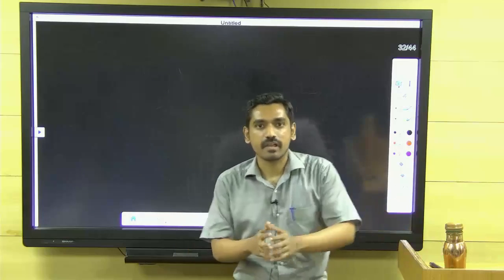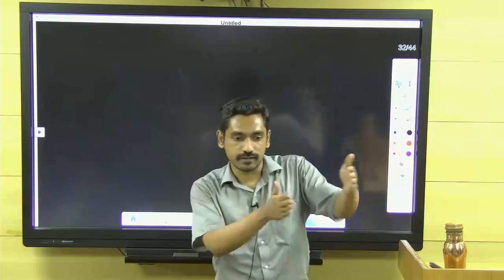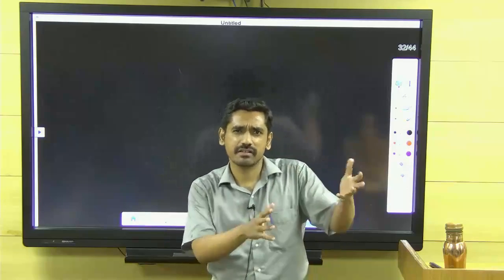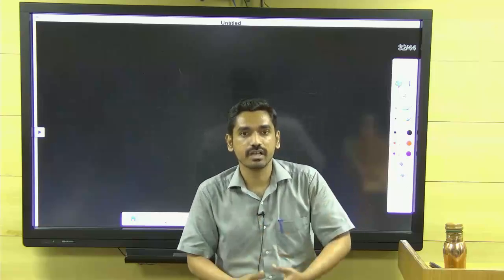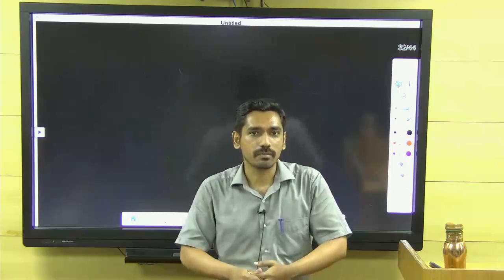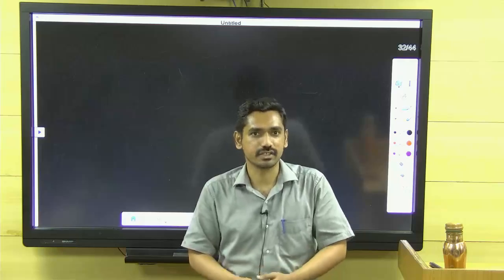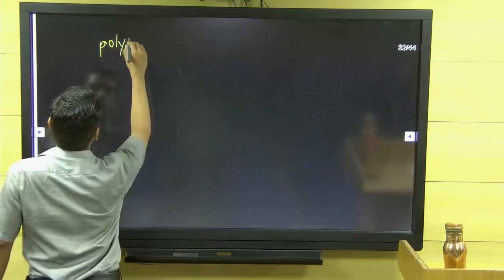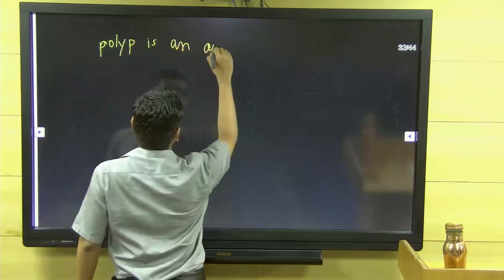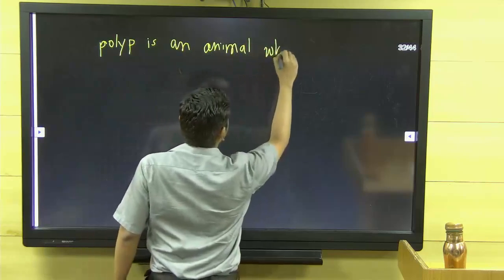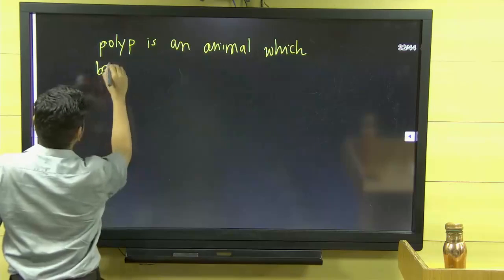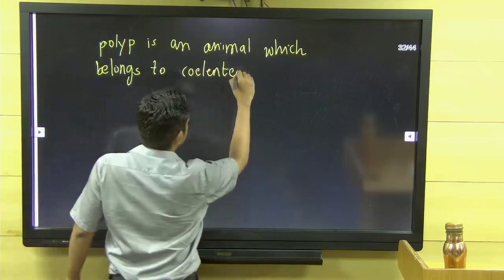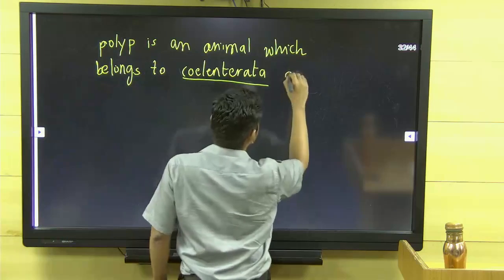See, in the animal kingdom, when you move from protozoa to chordata, the organ system becomes way too complex. You take coral polyp. Coral polyp belongs to a phylum called Coelenterata. It's a very simple animal. I give the structure. Okay, polyp is an animal which belongs to the phylum Coelenterata and has a simple structure.